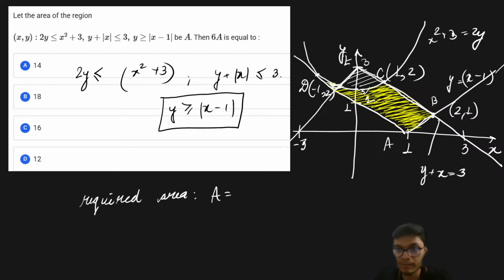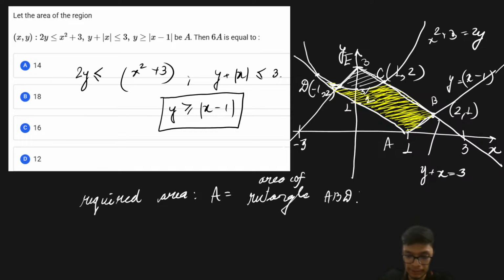Let us call this some point as E. Therefore, the area is basically the area of the rectangle ABDE, minus the area of the region DEC. That is, minus the area of that particular region that is bounded by that straight line and the parabola. If you subtract that, then we get the required area of the region.